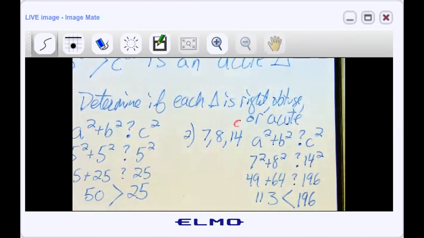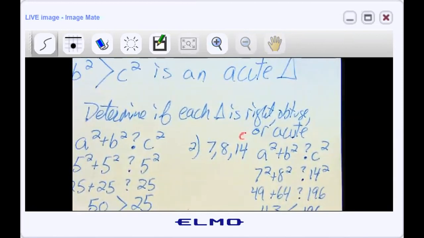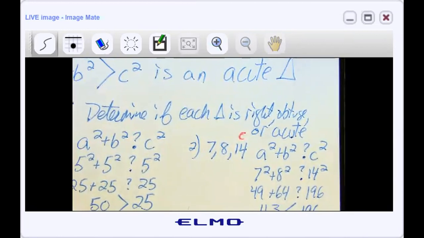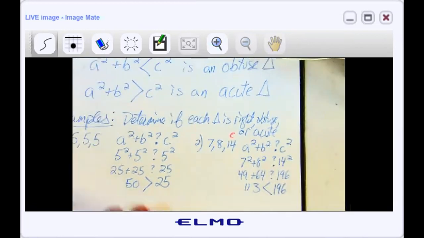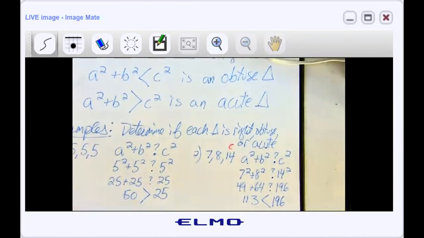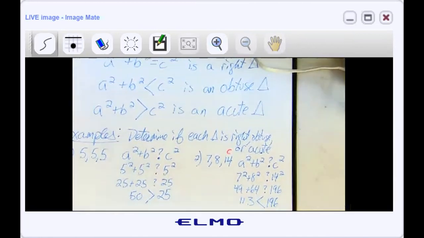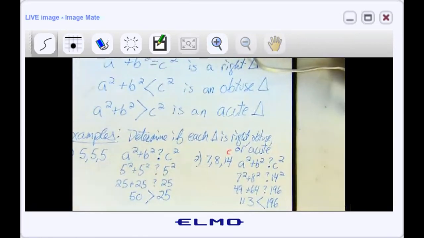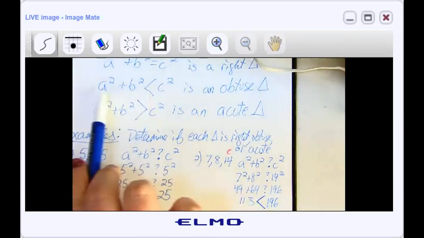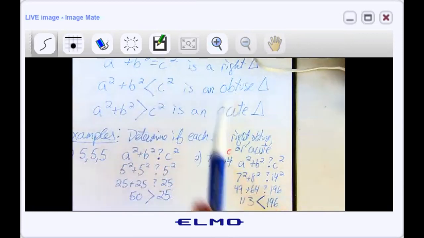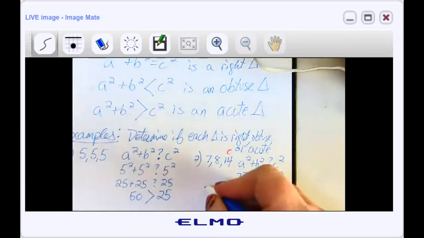So can anybody tell me what type of triangle this must be? Let me zoom out a little bit so you can get them all in there. Acute. Be careful. Obtuse? Yeah, right? Because a squared plus b squared is less than c squared. Oh yeah, Maddie. So I want that one. This would have to be an obtuse triangle.